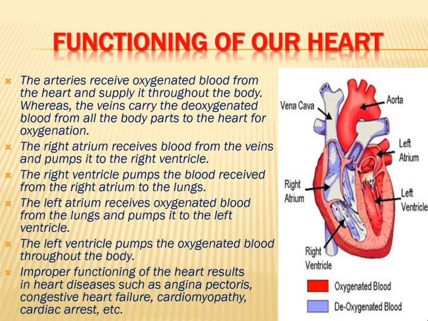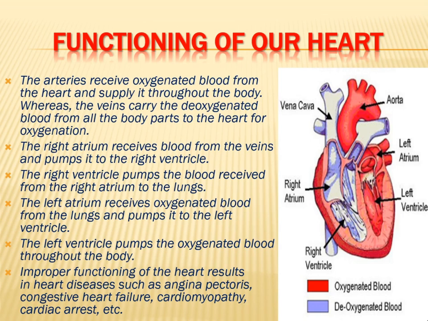The arteries receive the oxygenated blood from the heart and supply it throughout the body, whereas the veins carry the deoxygenated blood from all the body parts to the heart for oxygenation. Now, what are arteries doing? Arteries are basically receiving the oxygenated blood, as we showed with the detailed structure of the heart, and then supplying the oxygenated blood throughout the body. Each and every part is delivered oxygen by the arteries.